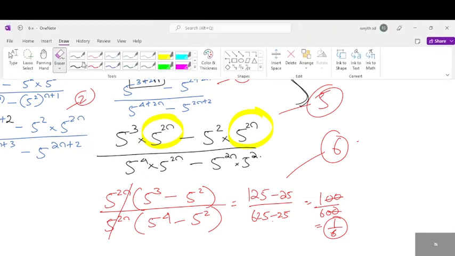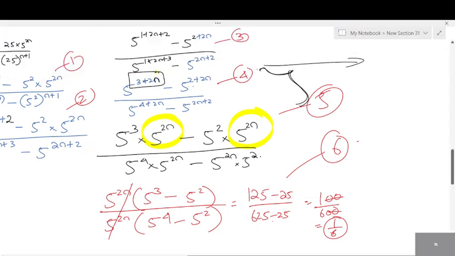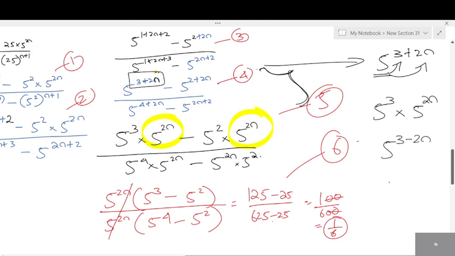So I'll just explain that part again. 5 to the power of 3 plus 2n is given. The base 5 is a constant as well as a variable. How do you split it? Tell me, how do you split, students? 5 to the power of 3 into 5 to the power of 2n. What if it is minus? For minus, what do you do? 5 to the power of 3, multiplication or division? Very good. This is how you separate. You have to separate the constant and variable.